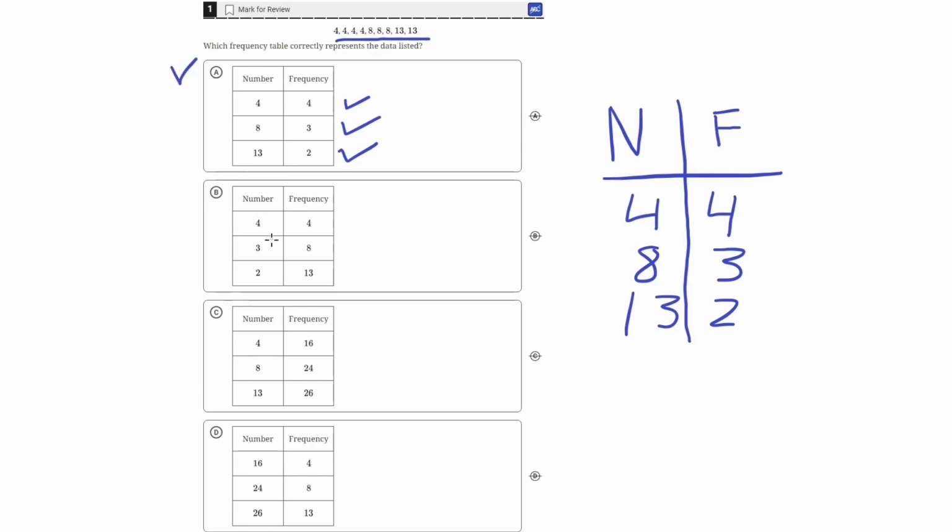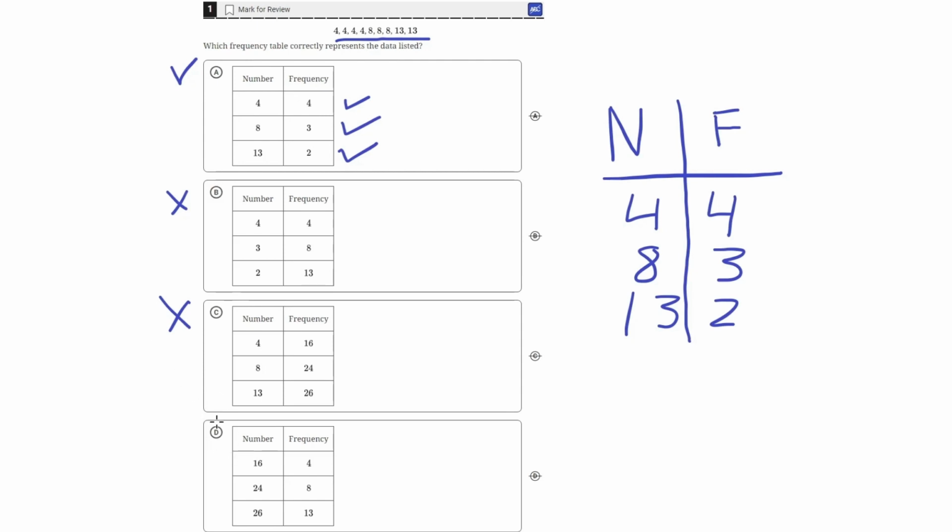Answer choice B is incorrect because it says that the number 3 appears 8 times, but the number 3 does not appear at all. So answer choice B is incorrect. Answer choice C says that the number 4 appears 16 times, which is incorrect because the number 4 only appears 4 times. So answer choice C is incorrect.